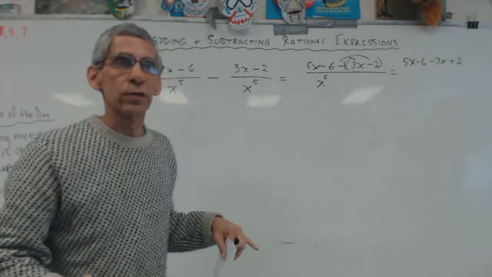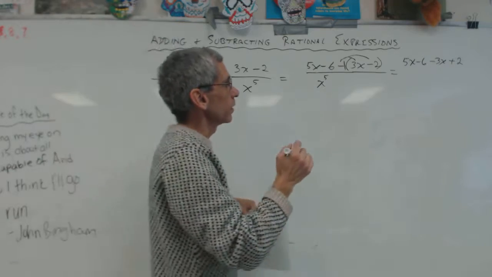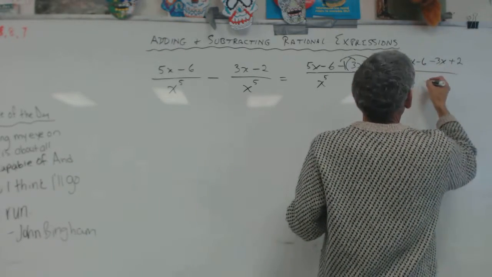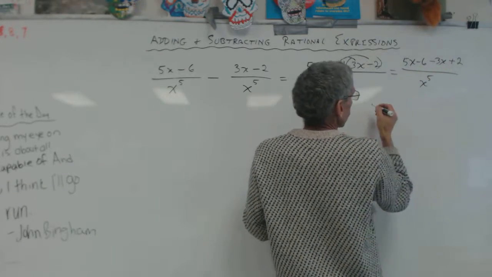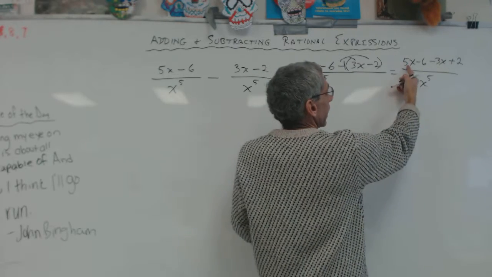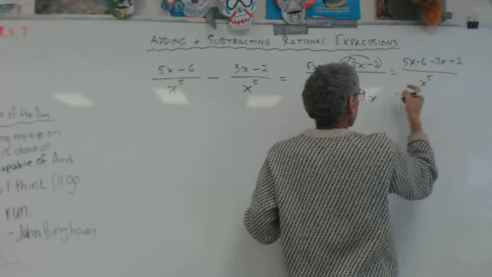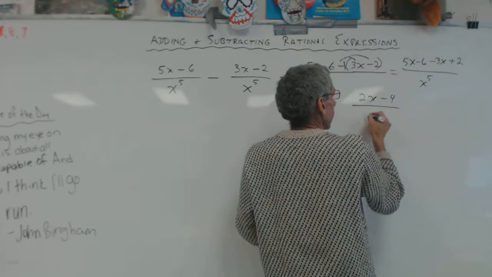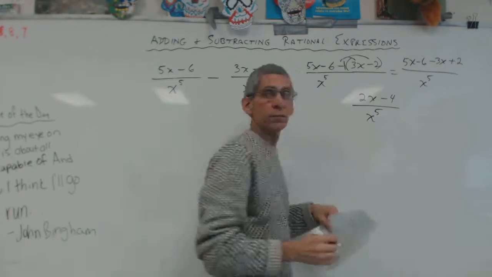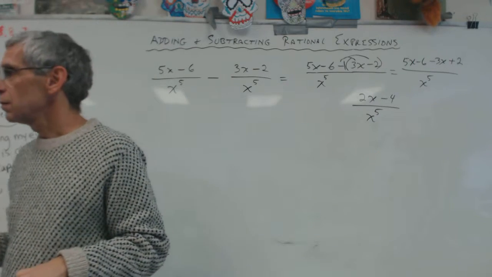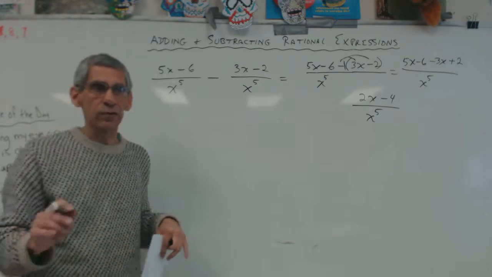Not minus 2, it's plus 2. Okay, so then over x to the fifth. And so your final answer is: 5x minus 3x is 2x. Negative 6 plus 2 is negative 4. Over x to the fifth. Yes? You got it? Yes, just so I know, x to the fifth.